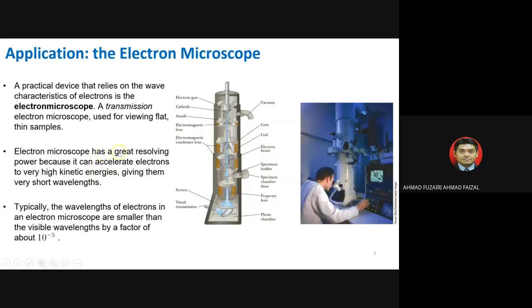The electron microscope has a great resolving power because it can accelerate electrons to very high kinetic energies, giving them very short wavelengths. Typically, the wavelength of electrons in an electron microscope is smaller than the visible wavelength by a factor of about 10 to the power of negative 5.